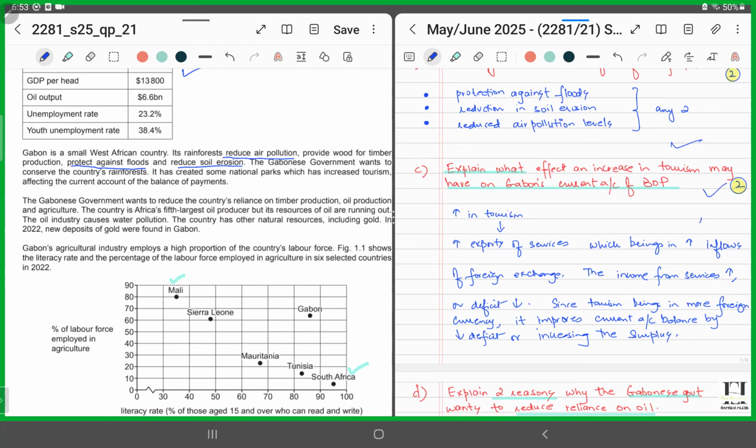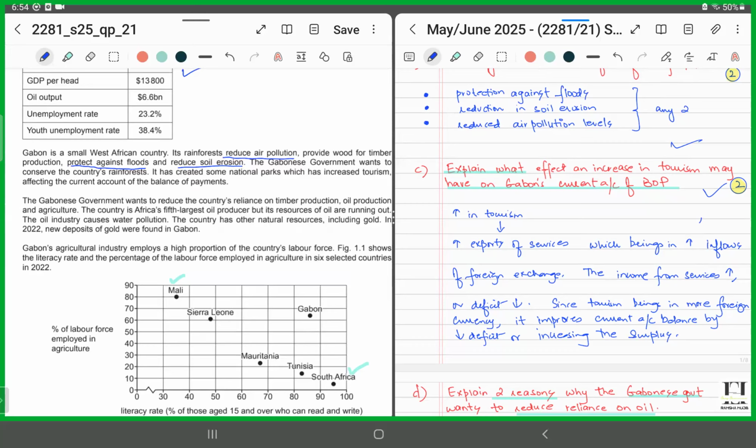It's a 2-mark question. So 1 mark is for the reason and 1 mark is for a coherent explanation. We'll explain how an increase in services would actually be contributing towards an increase in the current account surplus or a reduction in a deficit because it's a part of the current account, right?